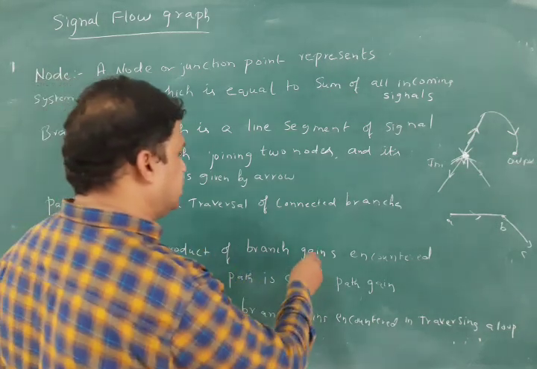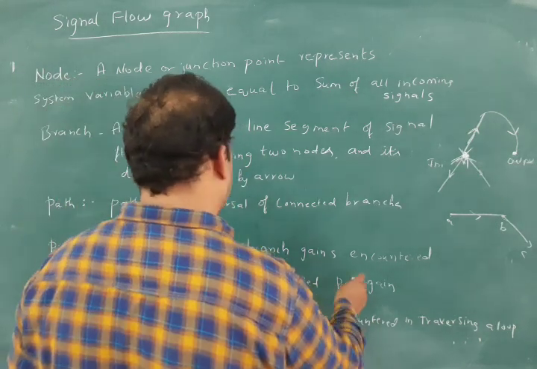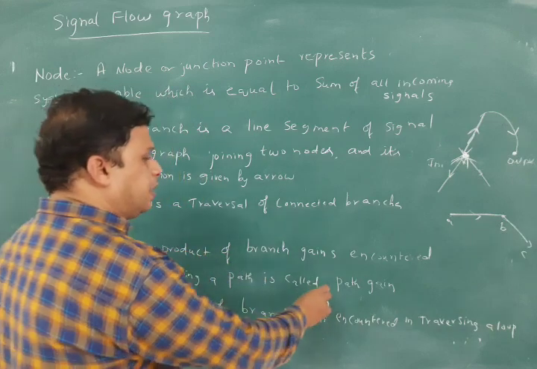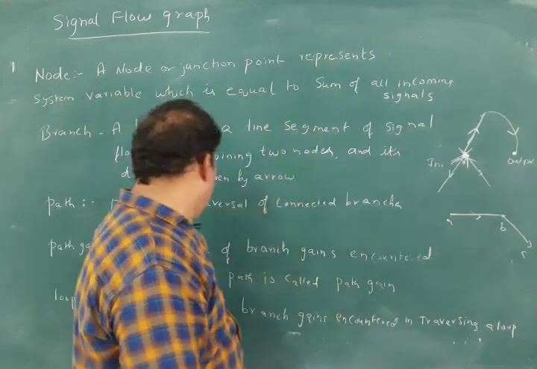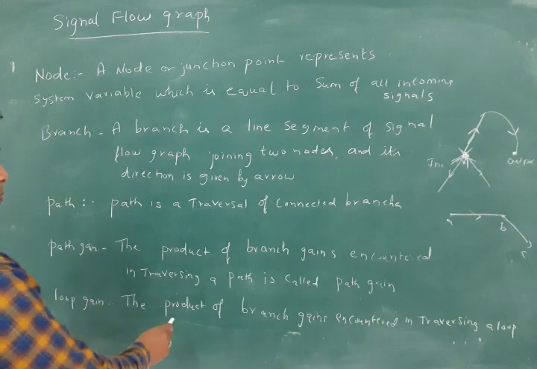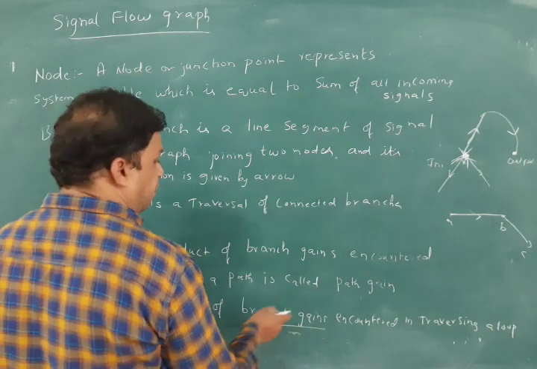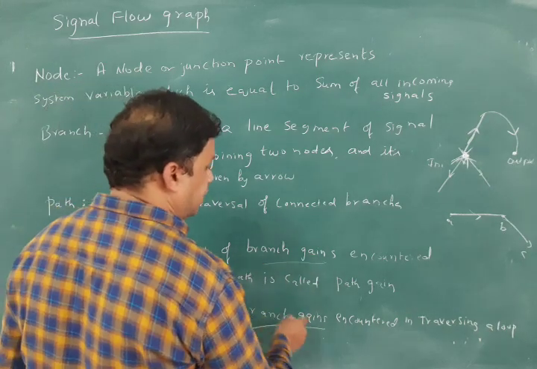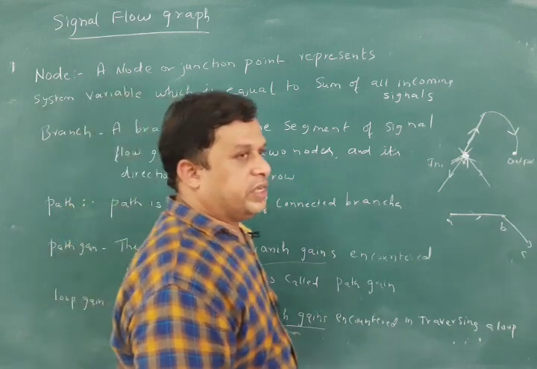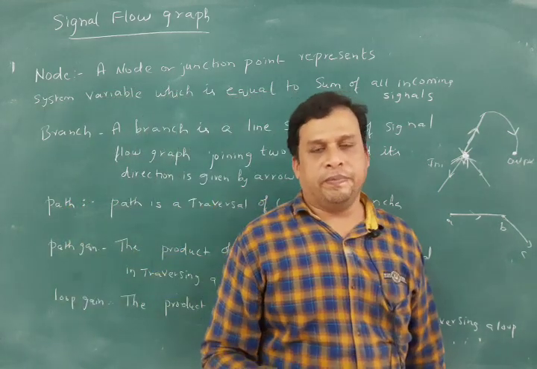The product of branch gains. The product of the branch gains encountered in traversing a path is called path gain. And what is meant by loop gain? The product of branch gains. Here we are multiplying the branch gains. The product of branch gains encountered in traversing a loop is called loop gain.